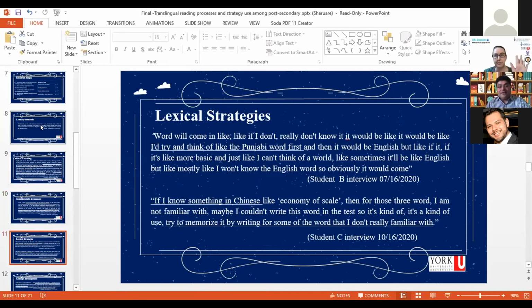And in terms of lexical strategies, one student shared with us: I try and think of Punjabi or whatever comes first, and it would be English. And it's more basic, just like I cannot think of the word. Another student said, if I know something in Chinese, and economy of scale, those three words I am not familiar with, I couldn't write this word, and I try to memorize.